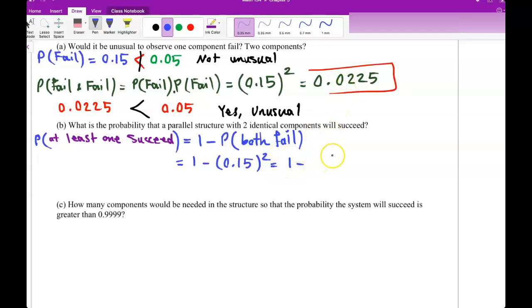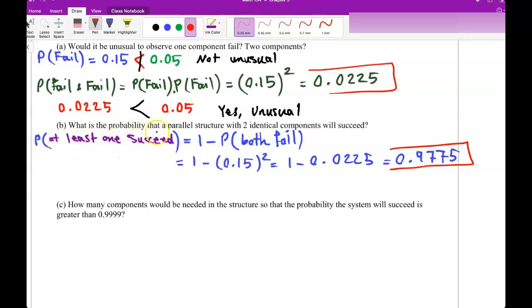We already have the answer from that part. It's 0.0225. That is equal to 0.9775. This may be confusing, what I use at least once, okay?